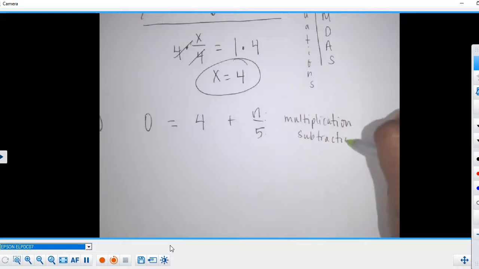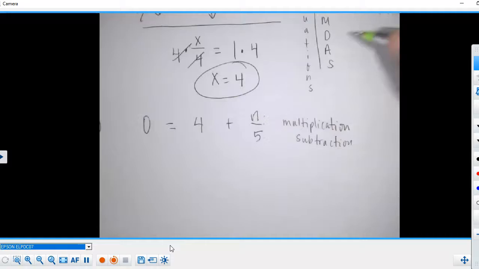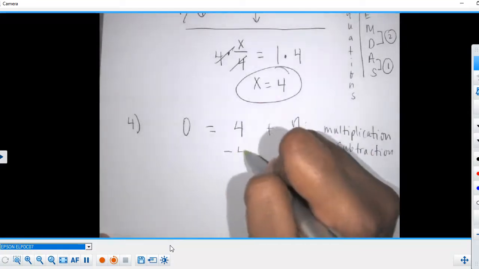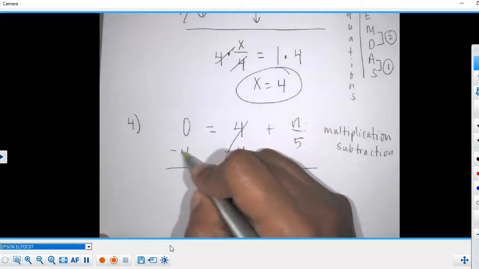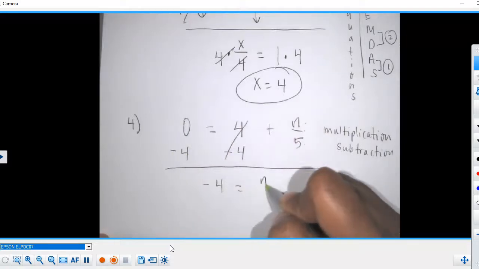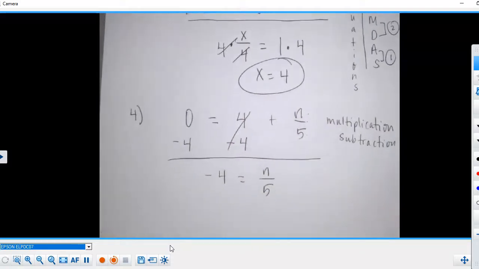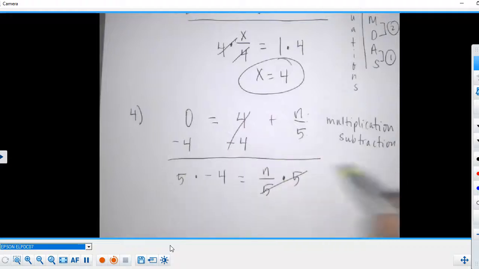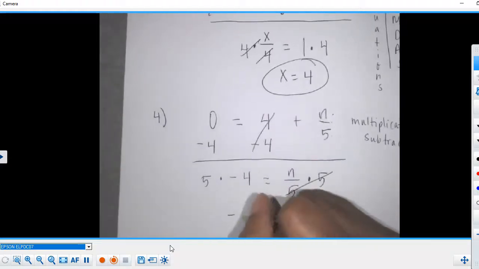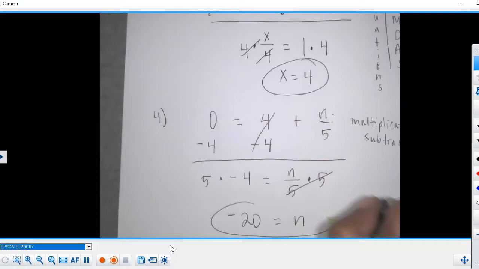And again, we want to do the addition and subtraction first, and then do the multiplication and division second. So this comes first, and these two come second. All right, here we go. So now I'm going to subtract 4 from both sides. And now I have 0 minus 4, which is negative 4, equals n over 5. And then again, opposite of division is multiplication. So I'm going to times 5 on both sides. That cancels out. So the final solution is negative 20 is equal to n.